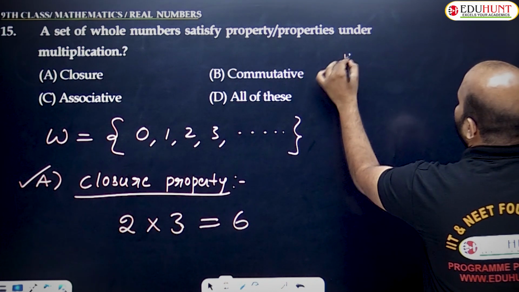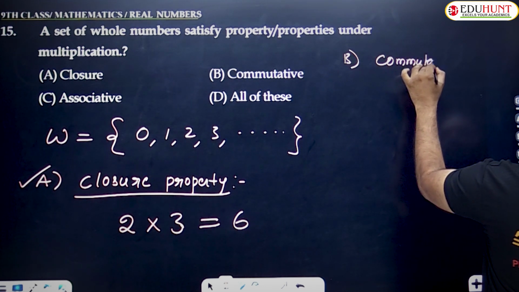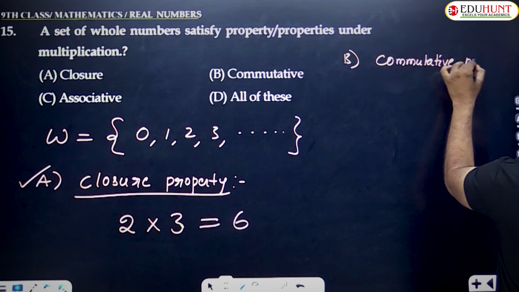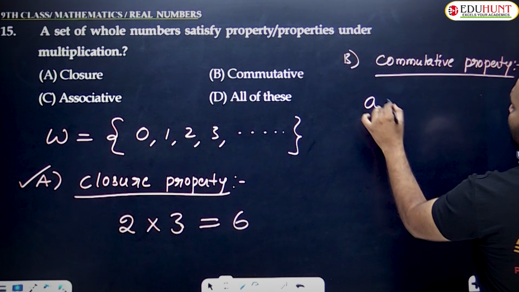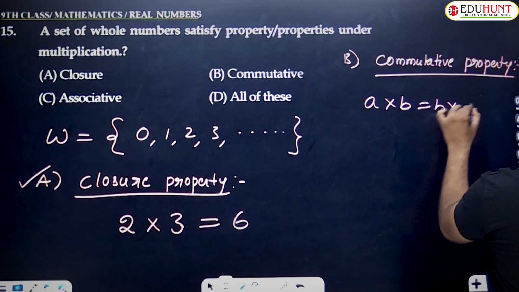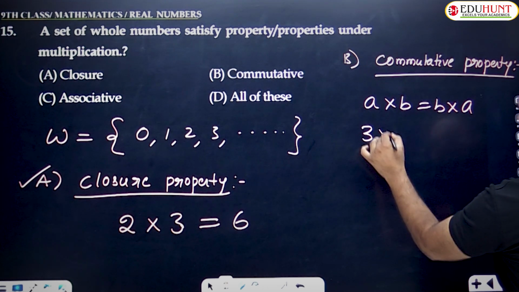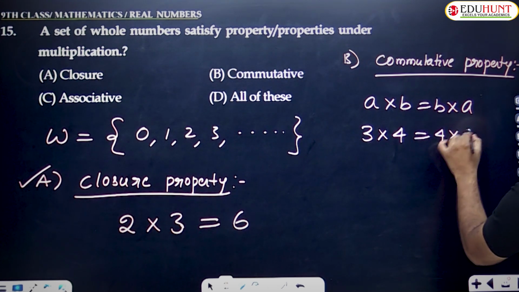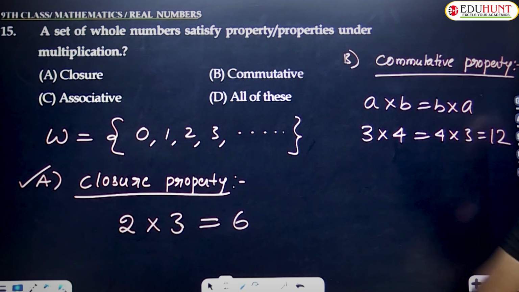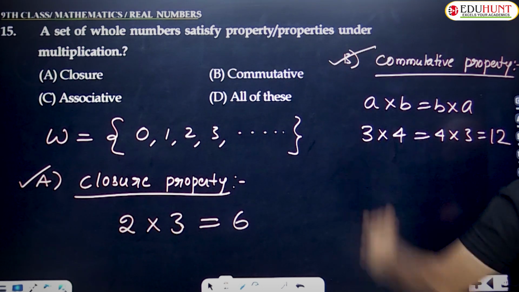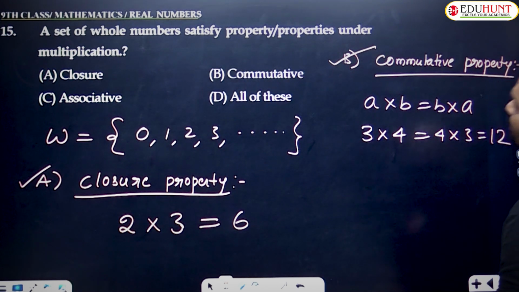Okay. So option B is the commutative property. What is the commutative property? A into B can be written as B into A. If that condition is satisfied, it is a commutative property. For example, take 3 into 4. 3 into 4 can be written as 4 into 3. Both are equal to 12. 3 into 4 is 12, 4 into 3 is also 12. So it is called the commutative property. So option B also satisfies that condition. Whole numbers satisfy the commutative property. Option B is also one of the options.